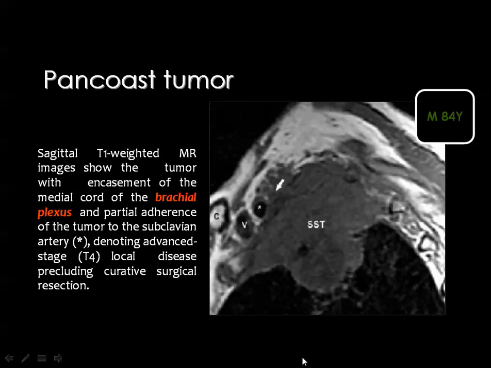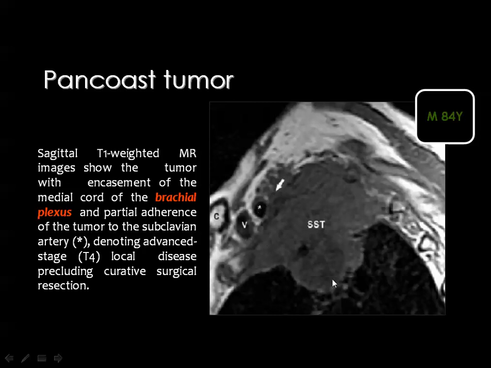And the fact of being invading the subclavian vein or artery or the brachial plexus nerve roots can be only evaluated accurately in the sagittal MR images. As you can see here, this is a tumor in the apex of the lung infiltrating the lower neck, as well as the apex of the right of the lung, and along the anterior chest wall. This is the clavicle, and here is the roots of the brachial plexus, and this is the subclavian artery, and this is the subclavian vein.